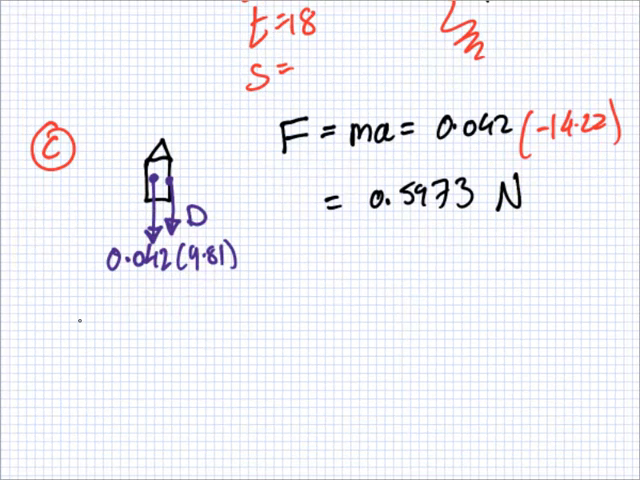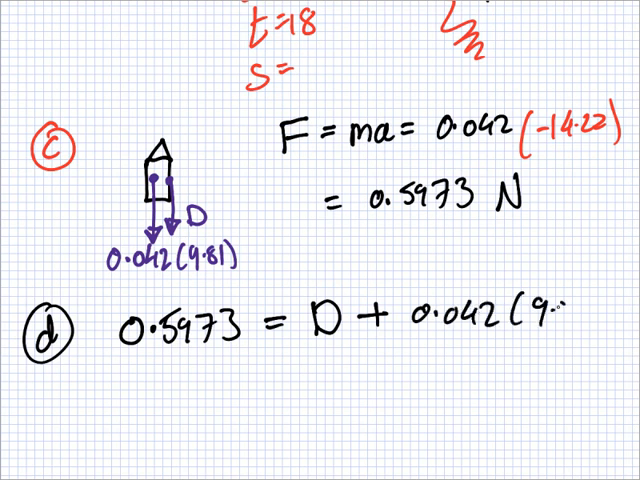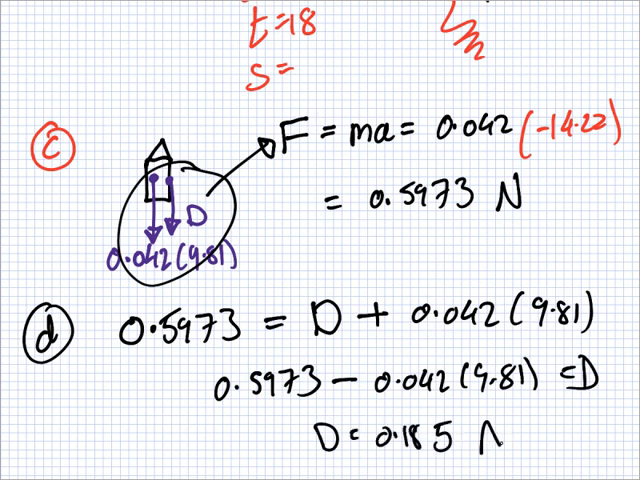Okay. D. What is the value of the drag force? Okay, we can work that out because if we look here, we know that the total force is equal to two forces. The total is equal to the drag plus the weight. These two together make the total force. So 0.5973 minus 0.042 times 9.81, that's equal to the D. The drag force is 0.185 newtons, I hope. We can double check that when you're ready.